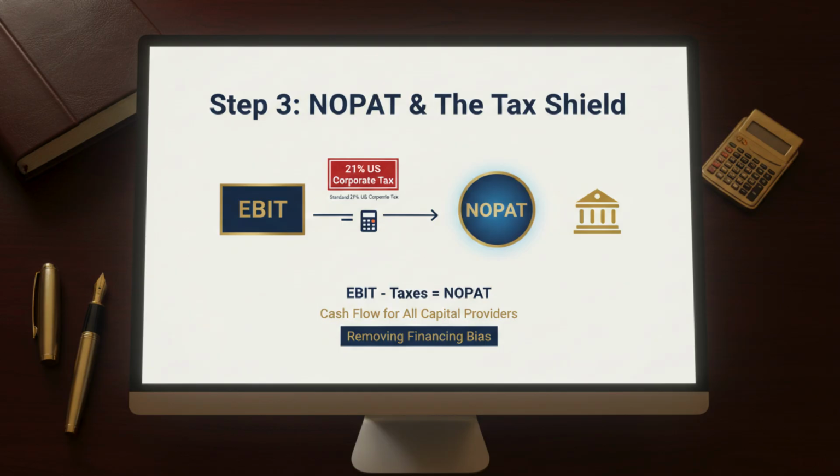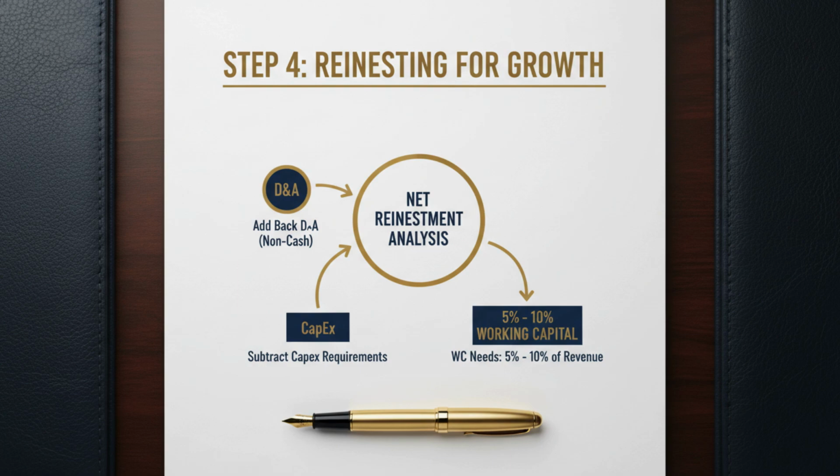This step ensures we are comparing companies on an apples-to-apples basis, regardless of how they are financed. By removing the noise of interest and capital structure, we focus purely on the core earning power of the company's operations. Growth isn't free. To sustain that 25% revenue increase we projected earlier, the company must reinvest.